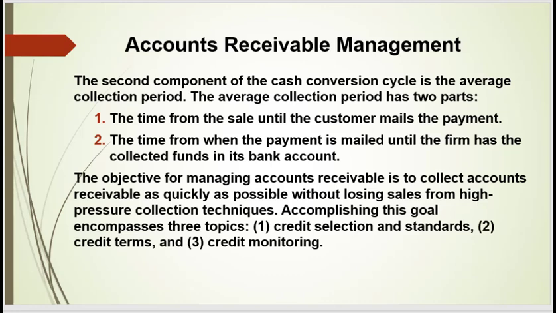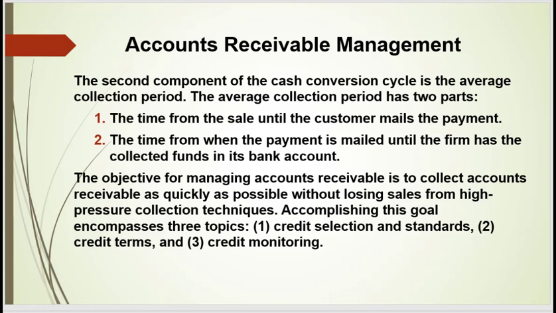In this video, we're going to change gears a little bit, and now we're going to talk about accounts receivable management. This is the second part of the cash conversion cycle. We want to talk about how we can get customers to pay us back quicker. This is the time from the sale until the customer mails the payment. The time from when the payment is mailed to when it's collected is another question altogether. So there are two questions here to manage this.